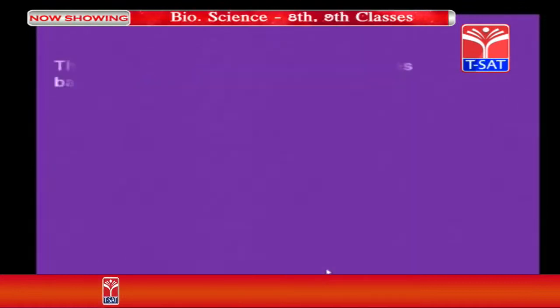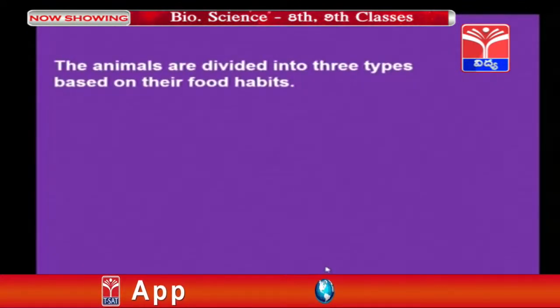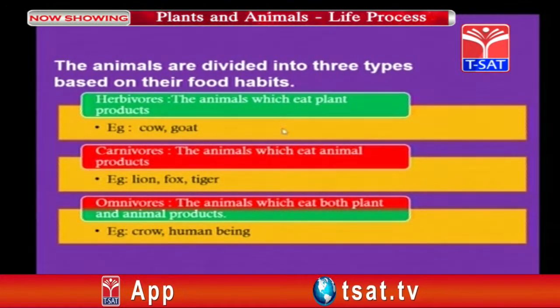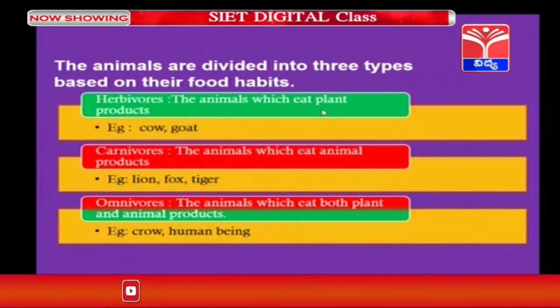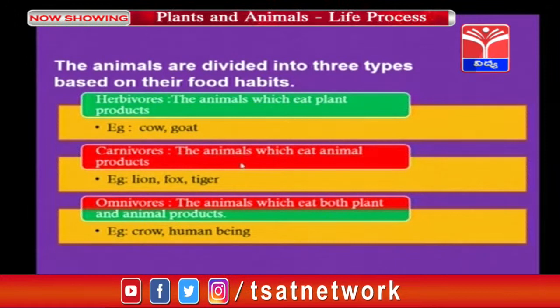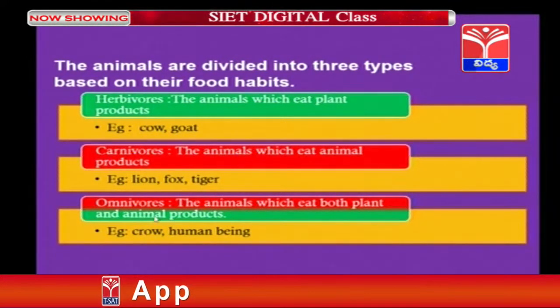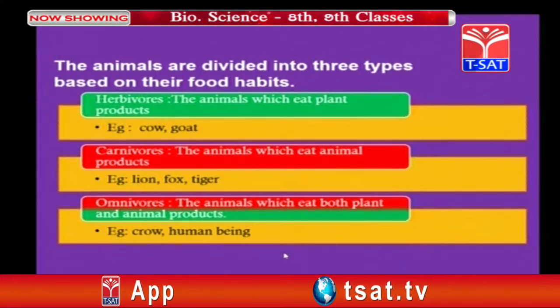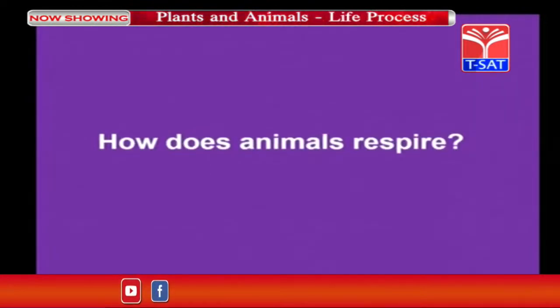So depending upon the food habits, the animals are divided into three types. They are herbivores, the animals which eat plant products like seeds, leaves, stems, etc. Examples are cows and goats. Carnivores are the animals which eat animal products. Example, lion, fox, tiger. Omnivores are the animals which eat both plant and animal products. Example, crow, human being.